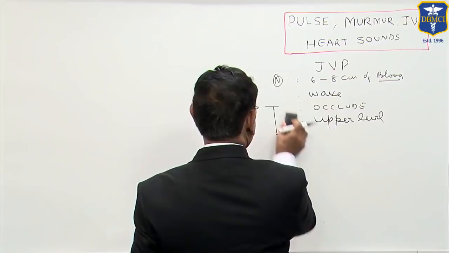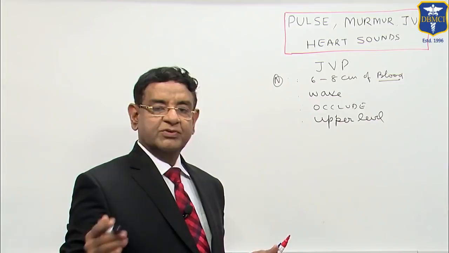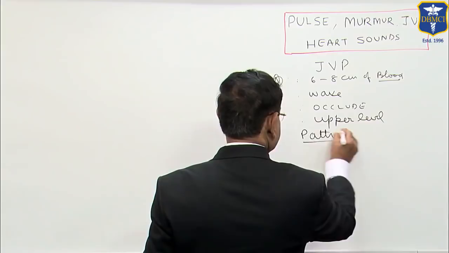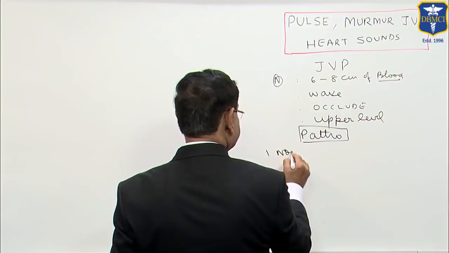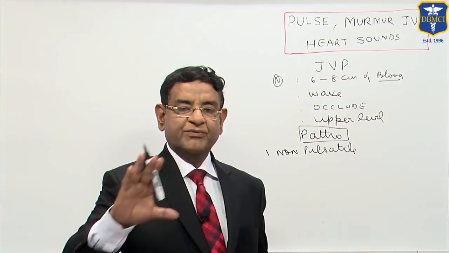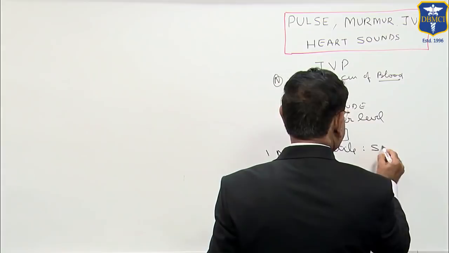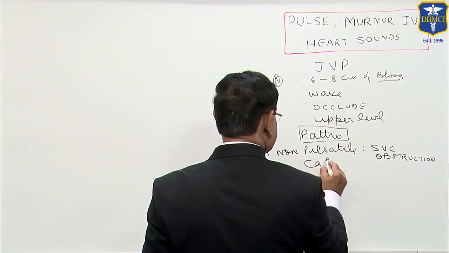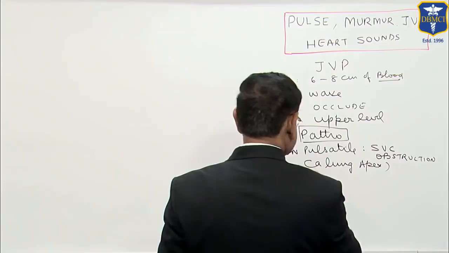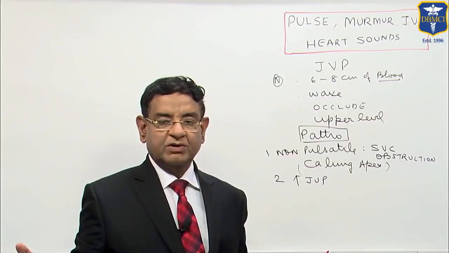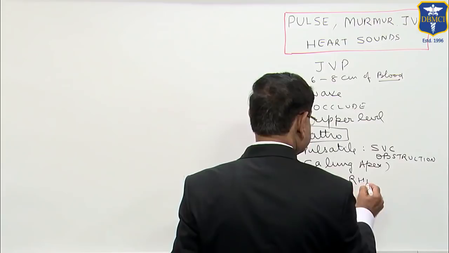Now we talk about what are the pathological conditions where we get abnormalities in JVP. Non-pulsatile JVP: you are seeing the JVP, but there is no pulsation, no waveform, it is fixed. That classically indicates superior vena cava obstruction, which is usually seen in carcinoma lung, in the apex of lung. Non-pulsatile JVP, raised JVP. That means the height of JVP is more than 8 centimeter of blood. It is seen in right heart failure or fluid overload.